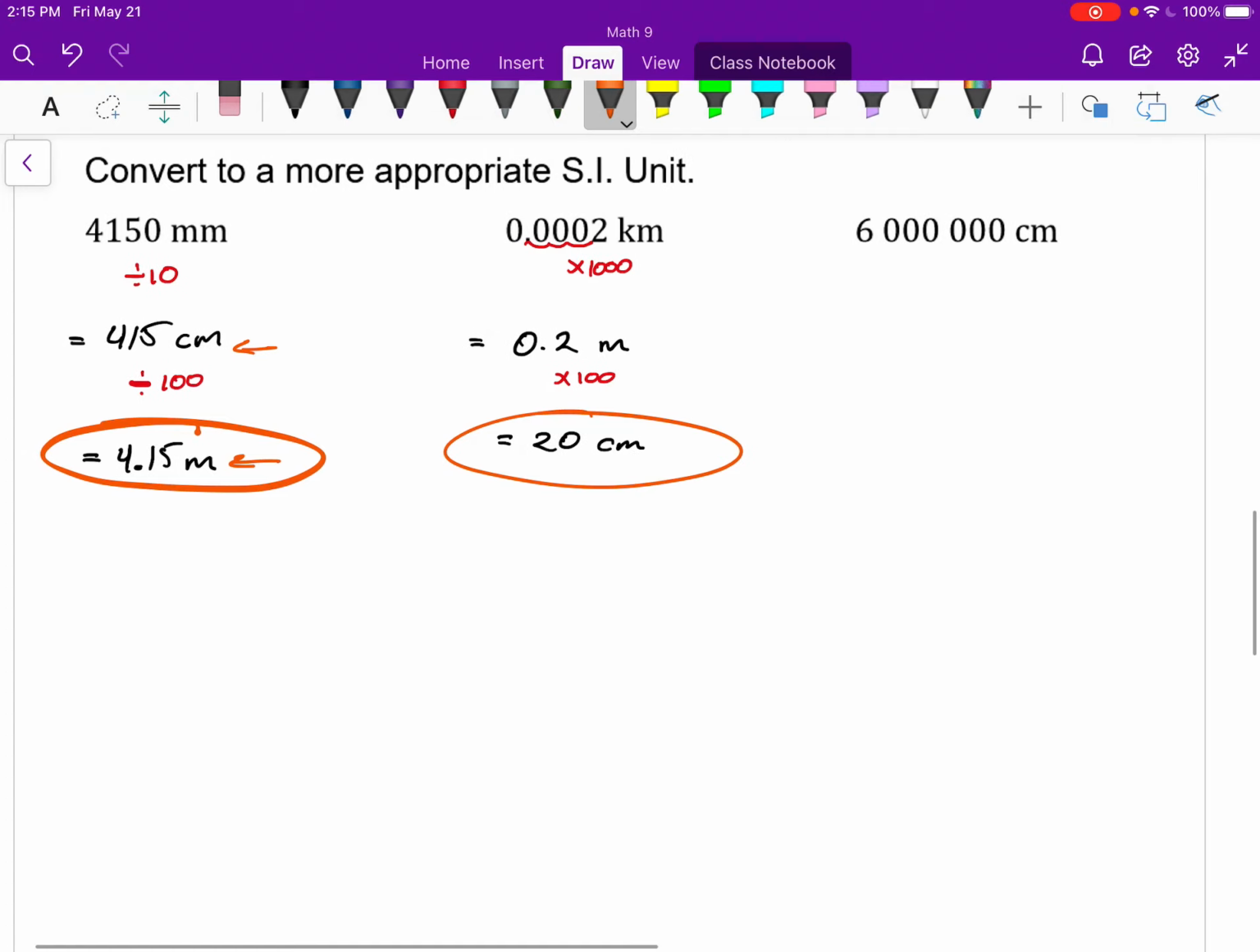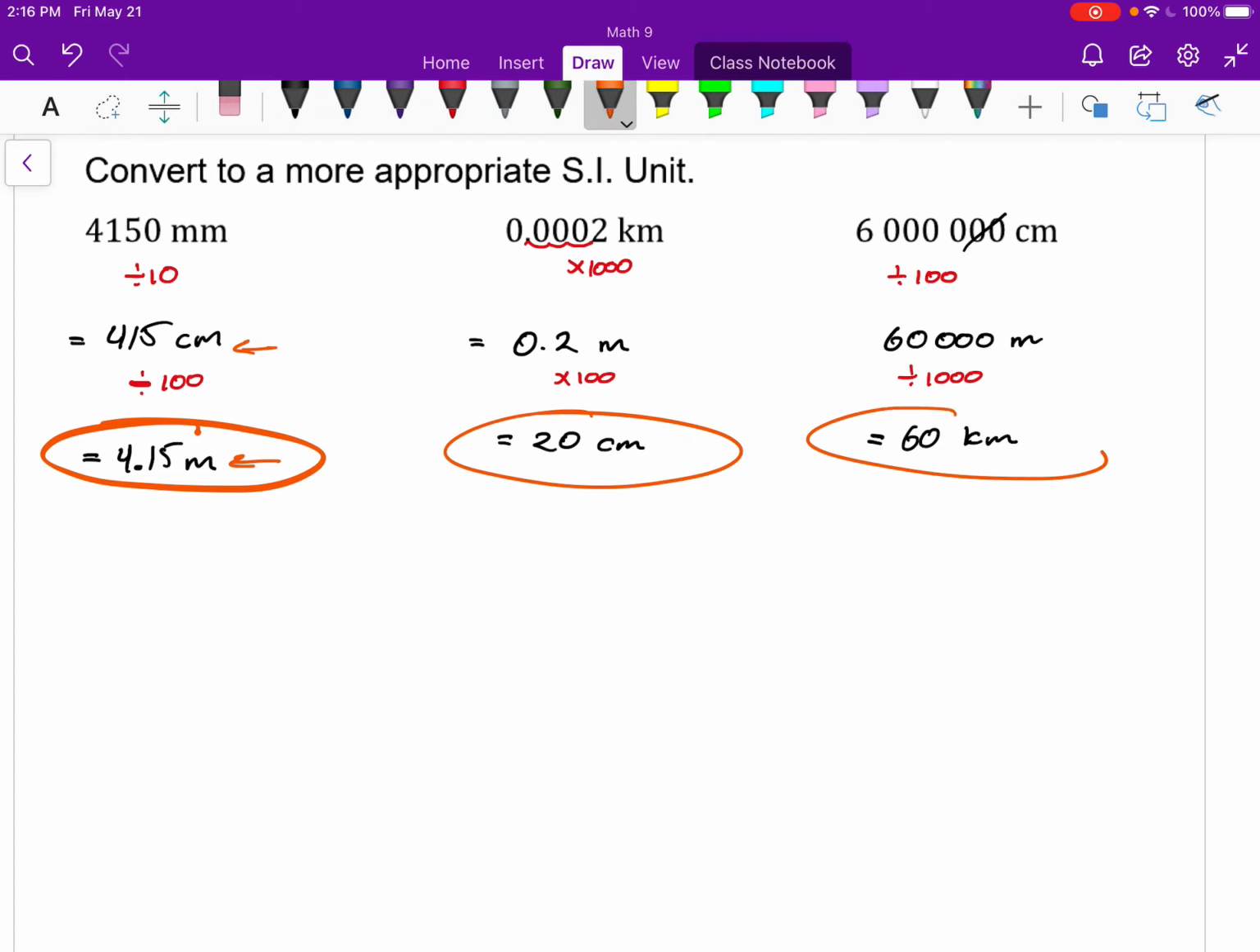Finally, 6 million centimeters. We're probably going to change this into kilometers. Let's first divide by 100 to put it into meters. And dividing by 100, really, I just lose 2 zeros. So I should have 4 zeros left, which is 60,000 meters. Now to change it into kilometers, I want to divide by 1,000, which will get rid of 3 zeros, which is 60 kilometers. And so again, what I've circled are definitely more appropriate units than what we started with.